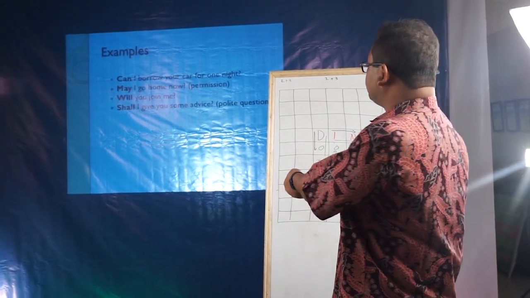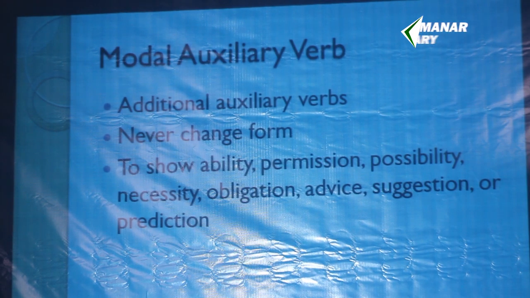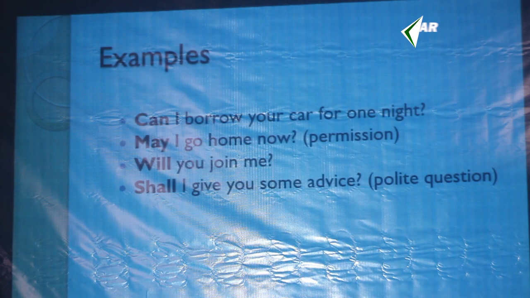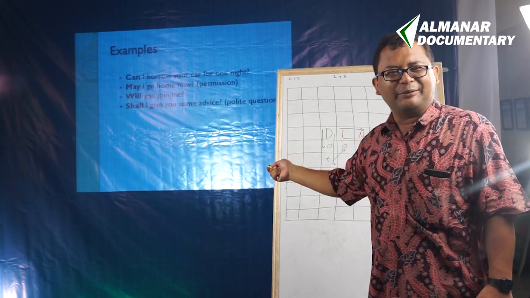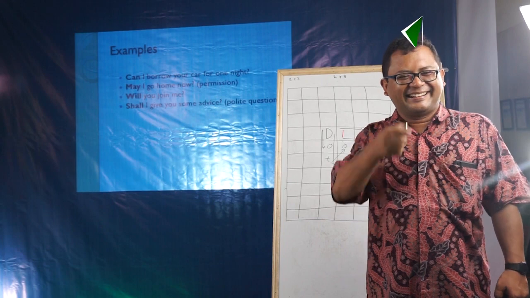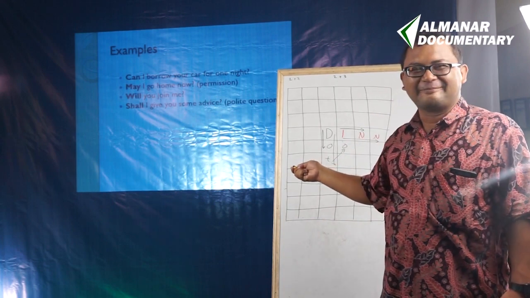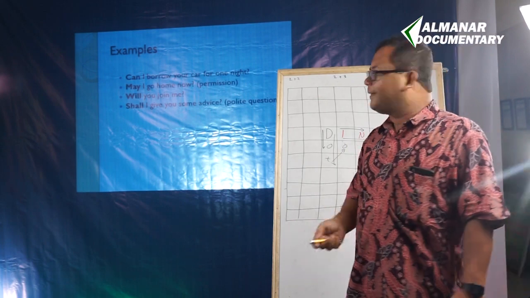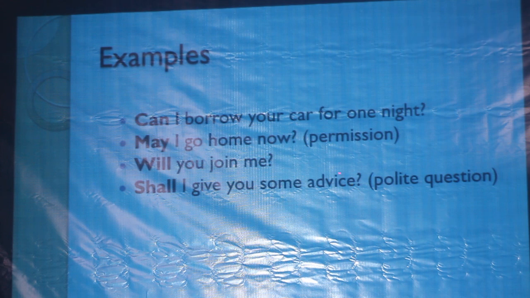As I told you before, look. Permission, possibility, necessity, obligation, advice, suggestion, prediction. And here we are. Shall I give you some advice? Some advice or some advices? Advice, countable or uncountable noun? You need to think about that. Countable or uncountable? This is your homework. This is your dormitory work. Find out whether advice is countable or uncountable.